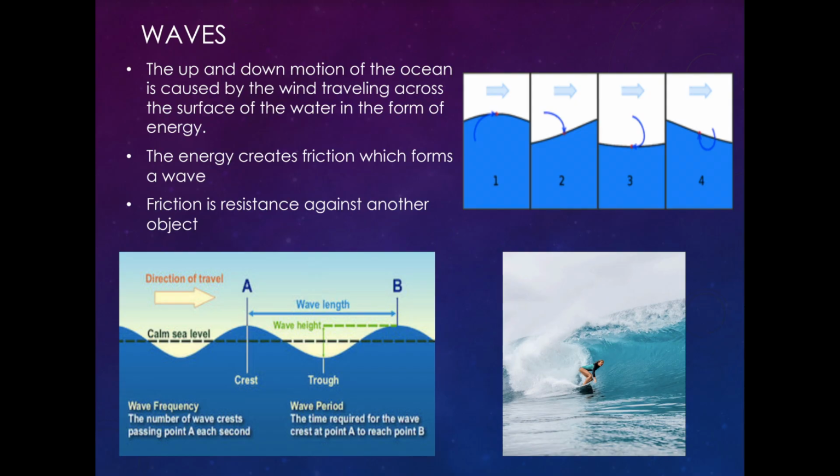Waves are the up and down motion of the ocean, and they're caused by winds traveling across the surface of the water and transferring that energy. Remember, energy can never be created nor destroyed, it's just transferred. Now, the energy creates friction. Think about rolling on a skateboard on a rough road; eventually you're going to stop moving. That's friction. So the energy creates friction, which forms the waves that we have in the ocean.